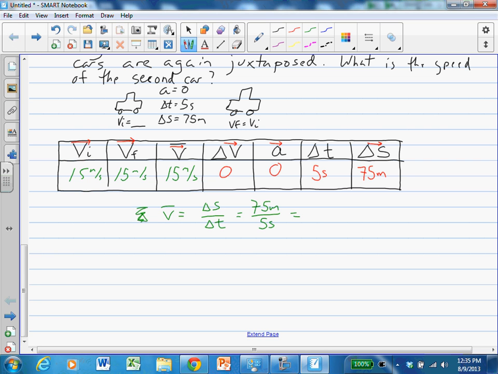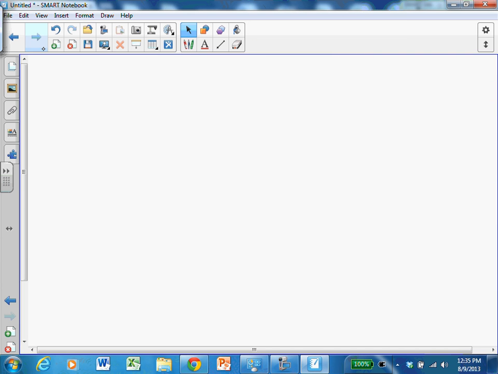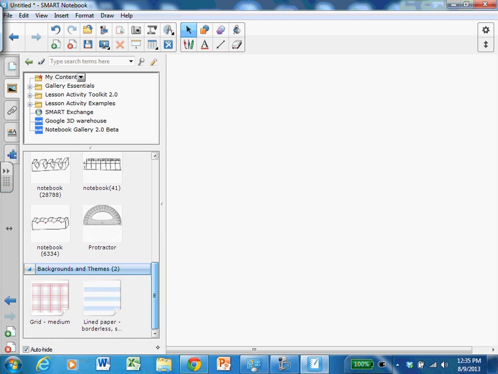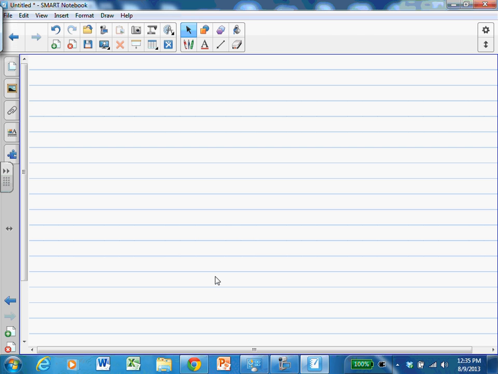So let's look at another example. An airplane lands with a speed of 60 meters per second.